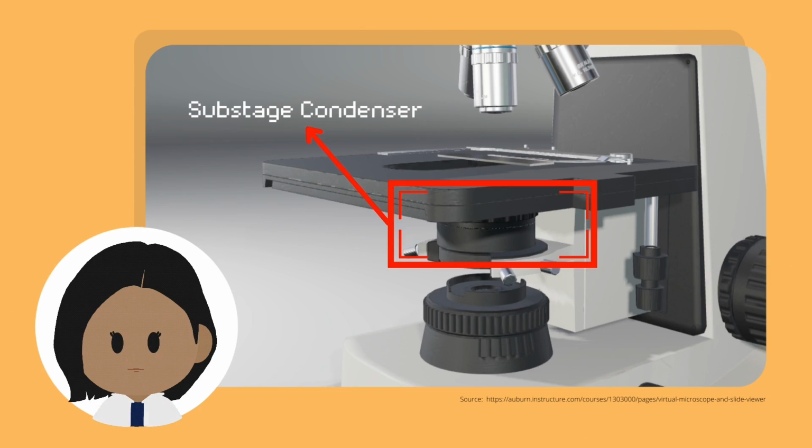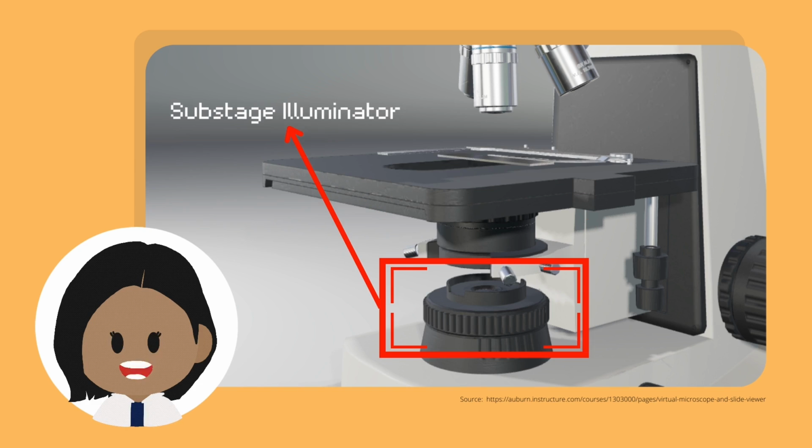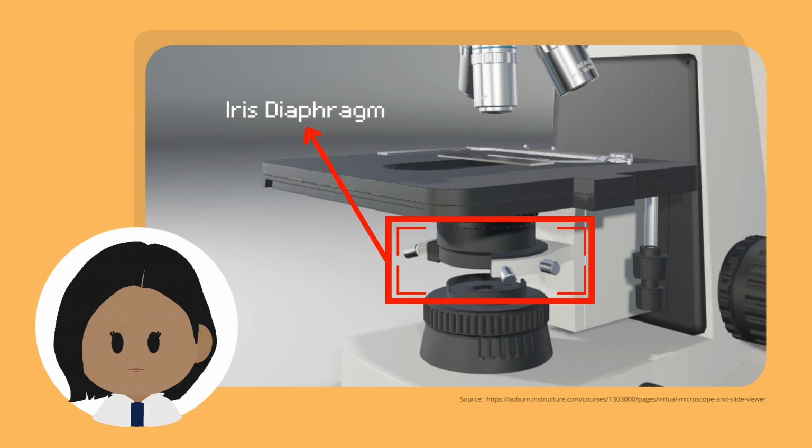One must use the substage condenser. It is responsible for gathering light from the light source, which later will be forming a cone of light in order to get a clearer image of the specimen. There are 2 possible light sources, the mirror and substage illuminator. In order to adjust the intensity of light, you can use the iris diaphragm. The iris diaphragm is used to control the amount of light that reaches the specimen.